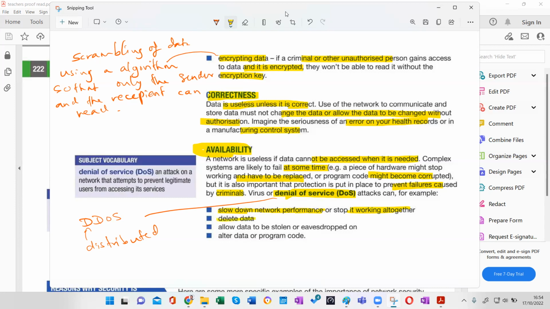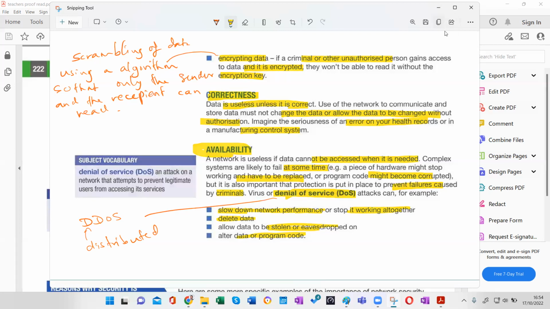Delete data: some important data that are needed to run the system is lost now. It can be due to hacking. Allow data to be stolen or eavesdropped on. Alter data or program code. They can even crack the code and add some unusual code to disrupt the smooth running of the program, and then chaos. So that comes under availability. Data and information has to be available all the time, whenever needed. Otherwise, it's going to be useless.